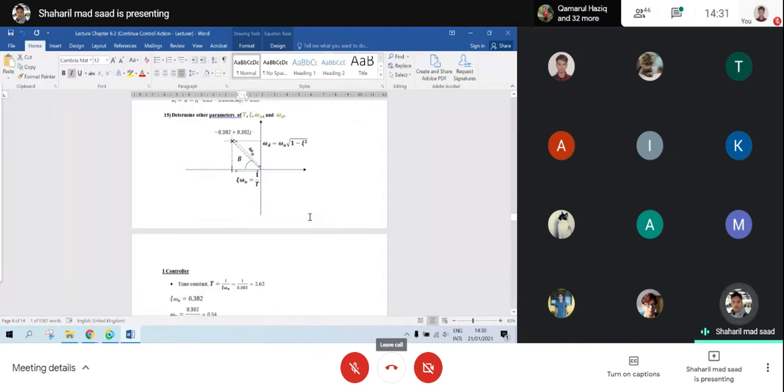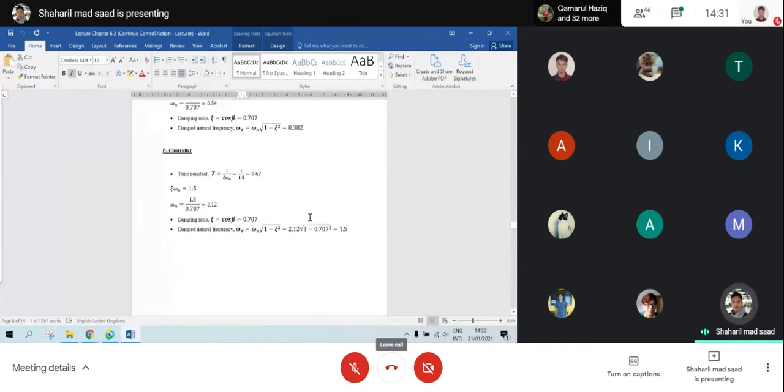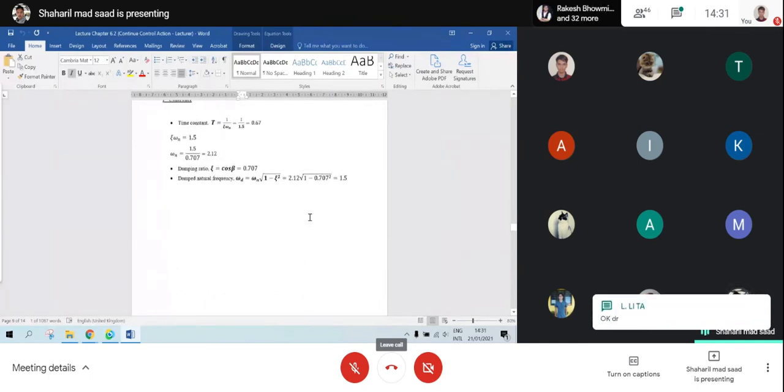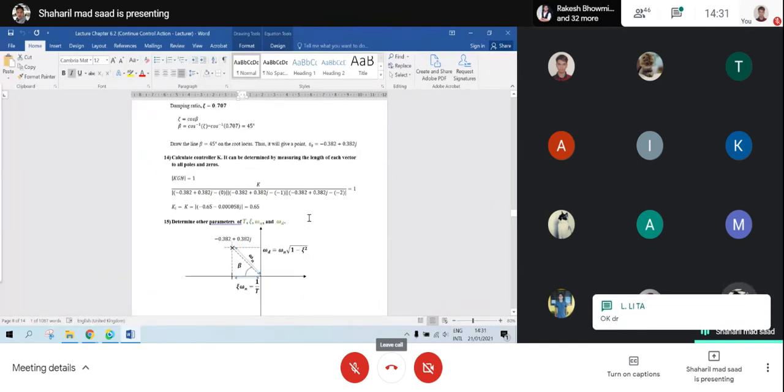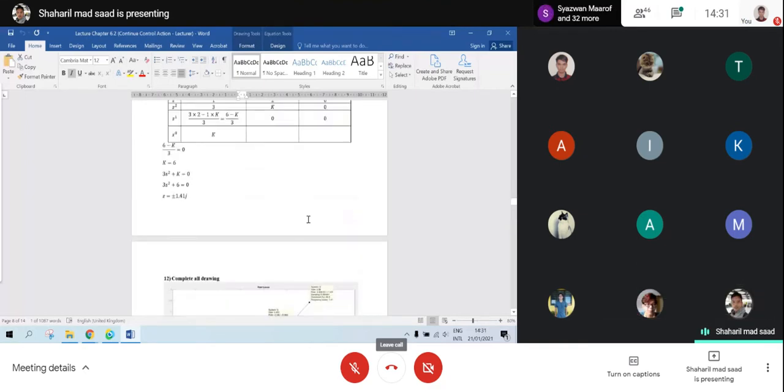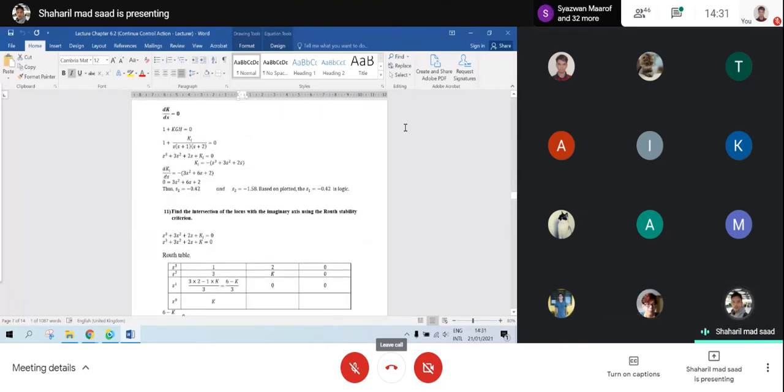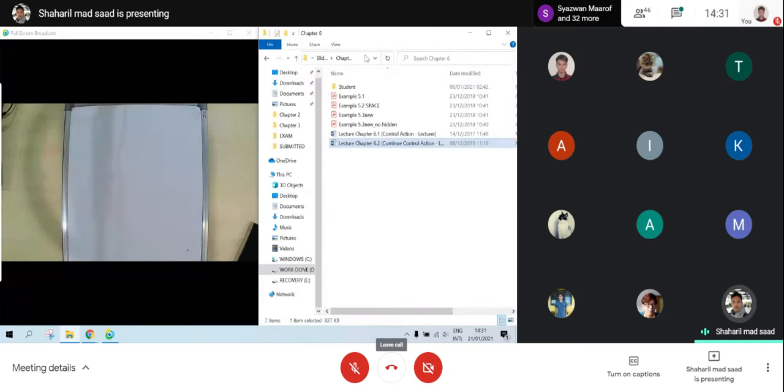Do you have any question about the root locus? I think it's still fresh for you all, right? I think. Okay, done. No question.